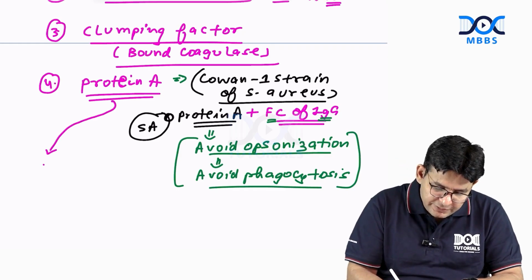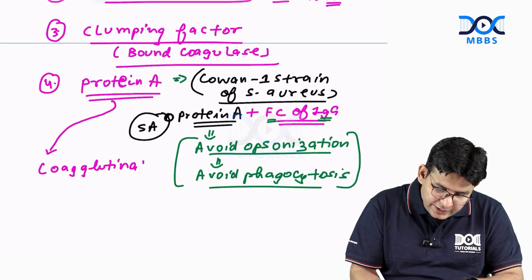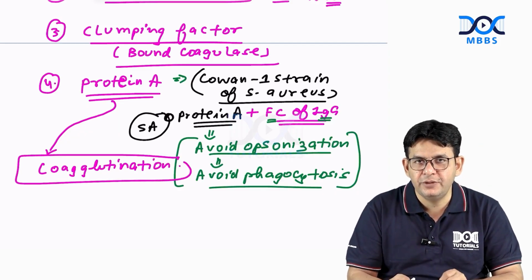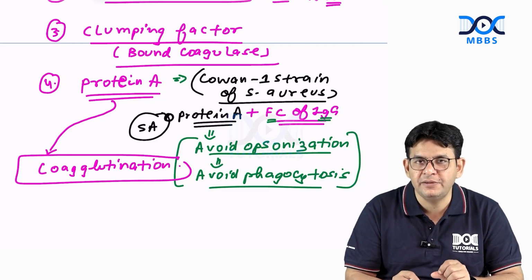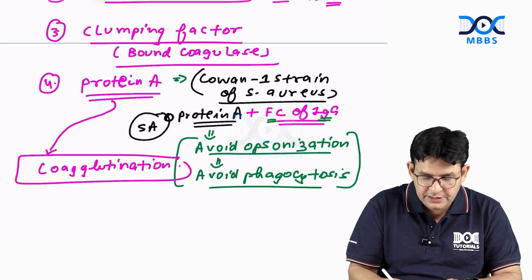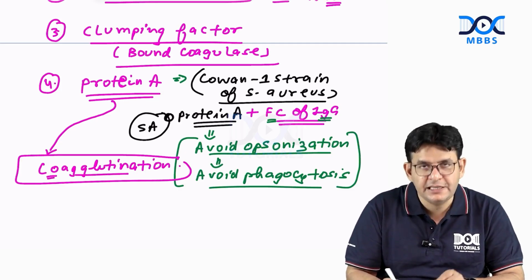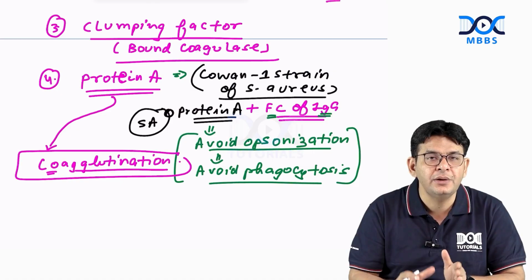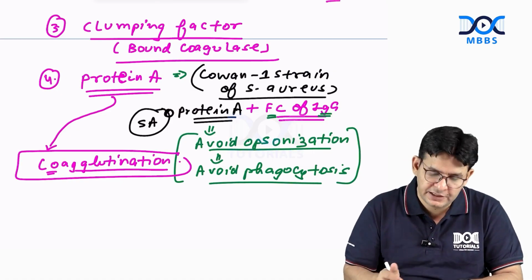And that reaction name is what, guys? Co-agglutination. So protein A is helpful in a reaction also, and the name of the reaction is co-agglutination. As the name suggests, Staph aureus is helping some other bacteria to agglutinate, and that's why the term is co-agglutination. Let me tell you an example.